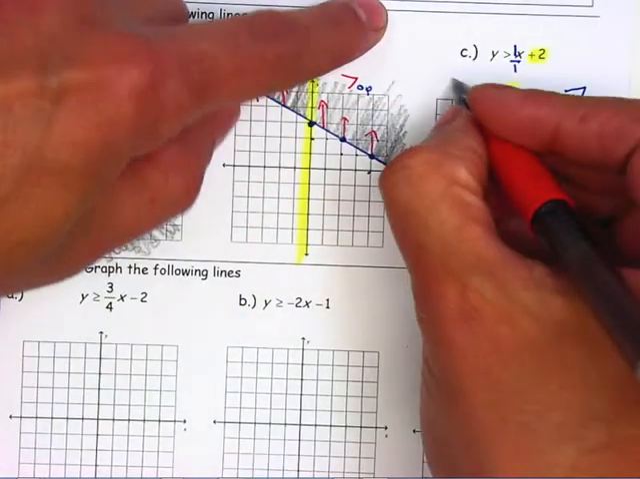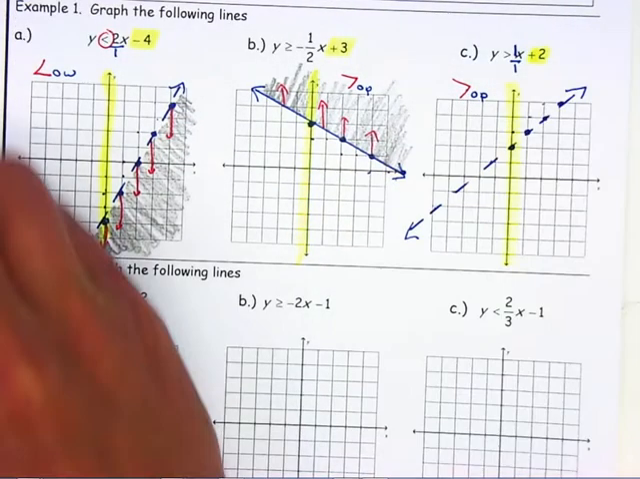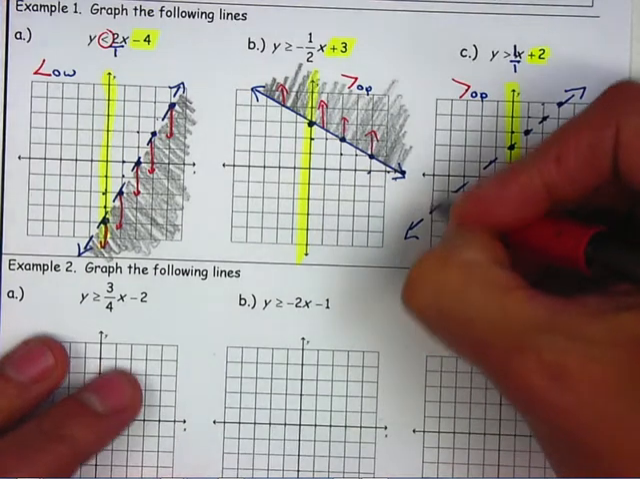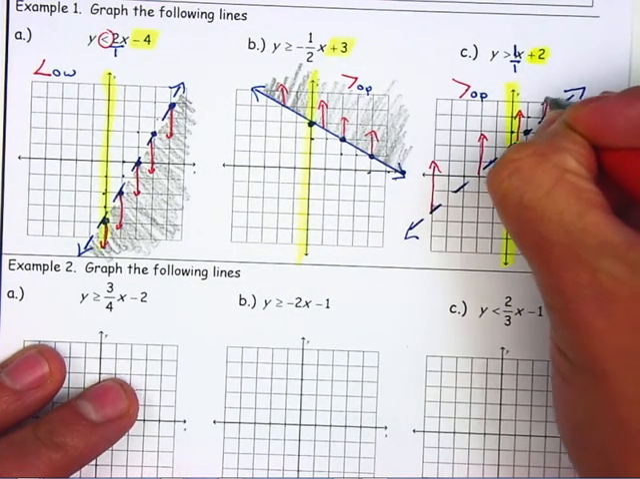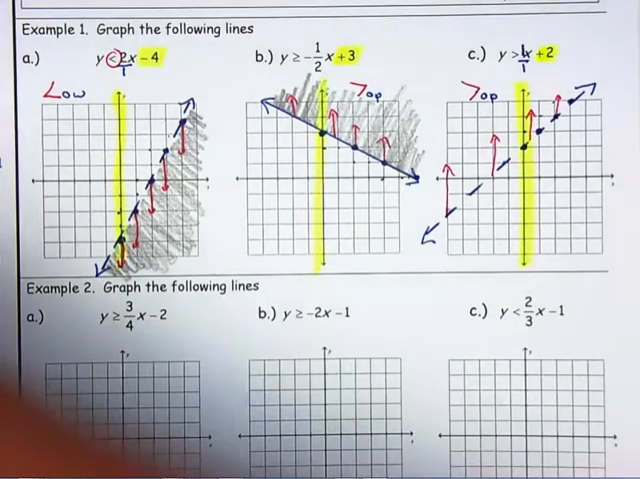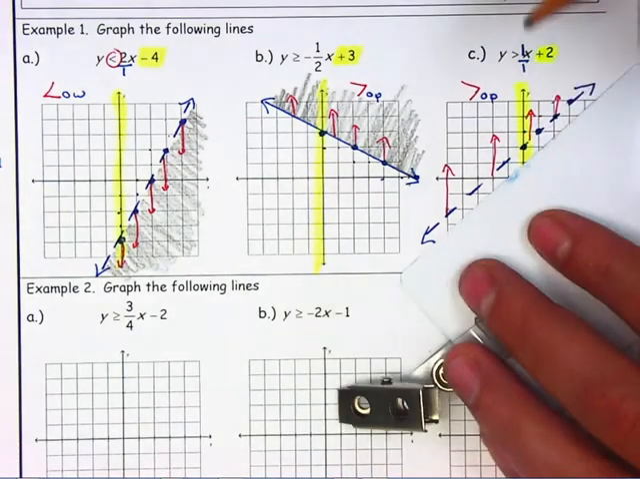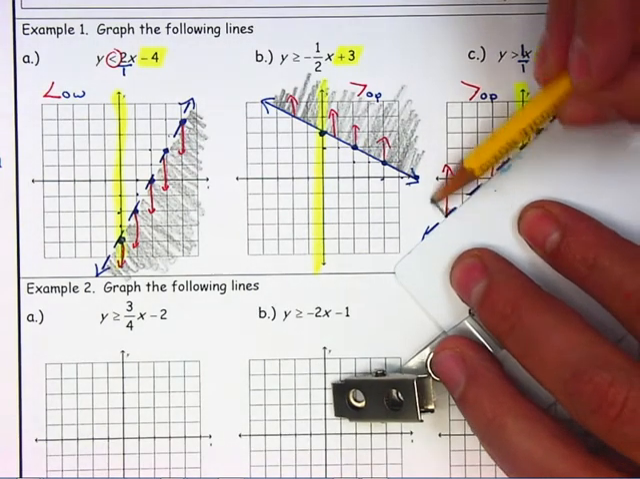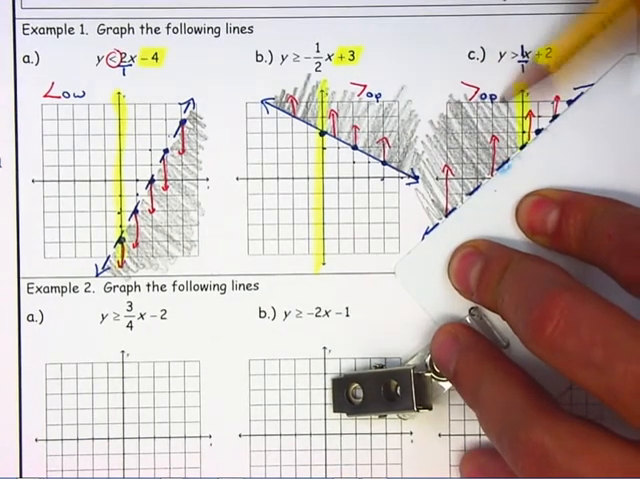And it's greater than, so we're going to shade the top section. Shade the top. I need to see at least 3 arrows. So I'm going to shade all the top section, the entire top section. And all those points that I'm shading are part of the solution.